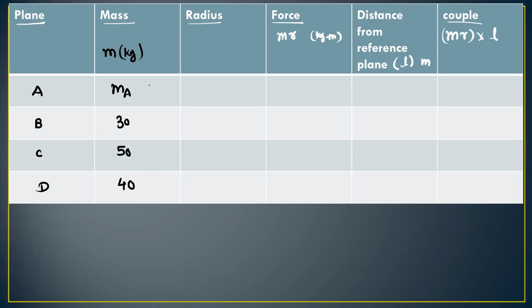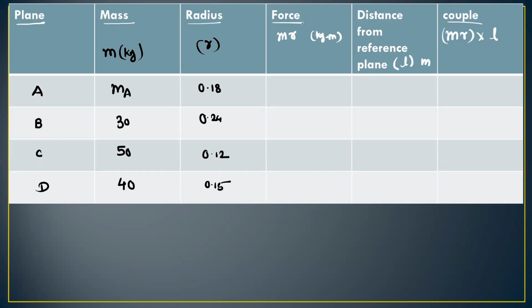Then radius for the mass A, it is 18 centimeter, so it is 0.18 meter. Radius of mass B, that is RB, it is 24 centimeter, so it is 0.24. RC is 0.12, and RD, this value is 0.15.